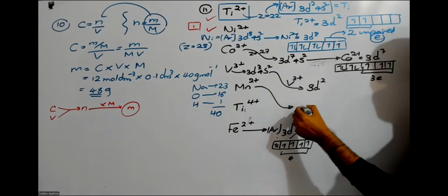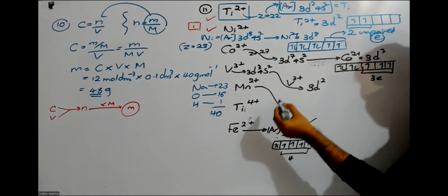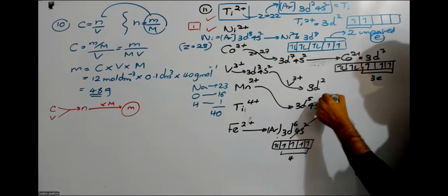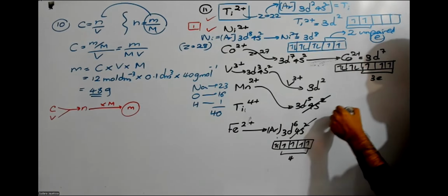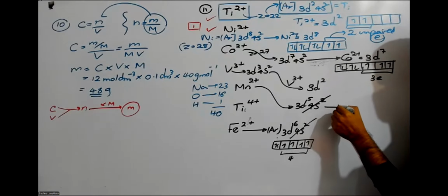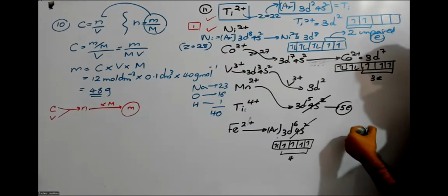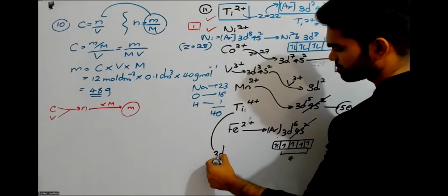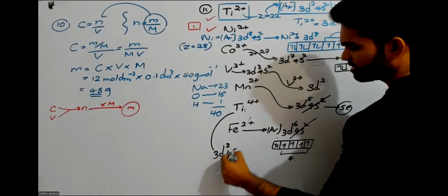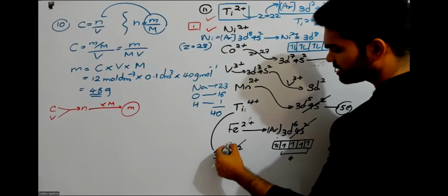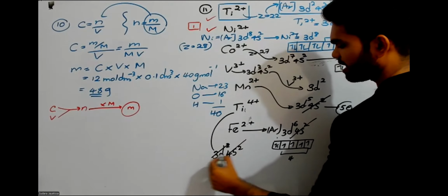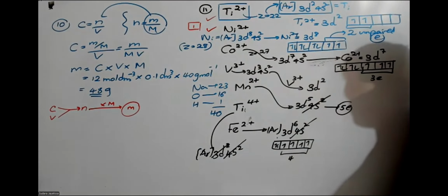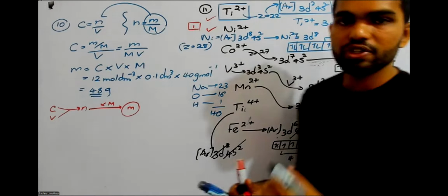Then go to manganese. Manganese is 3d5 4s2, and for the 2 plus, the last 2 electrons get removed. So 3d5, you have 5 unpaired electrons. Titanium 4 plus, from 3d2 4s2, all 4 electrons get removed and it has only the argon configuration, so no unpaired electrons. Like that, write a complete review for the question.